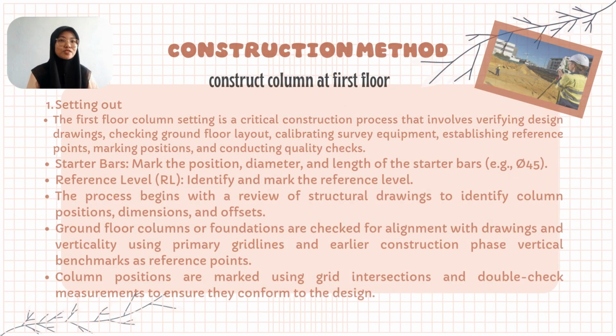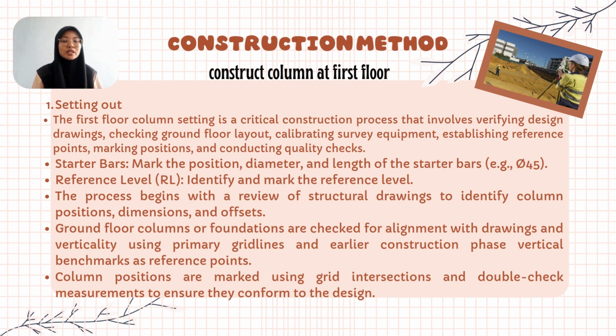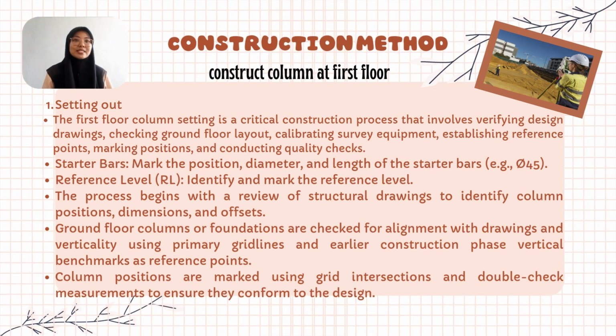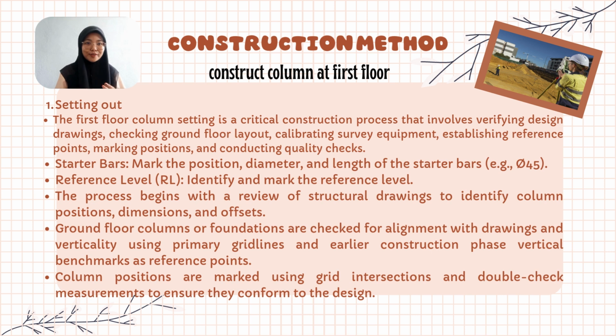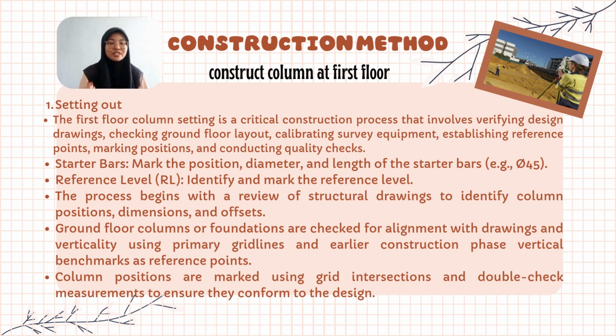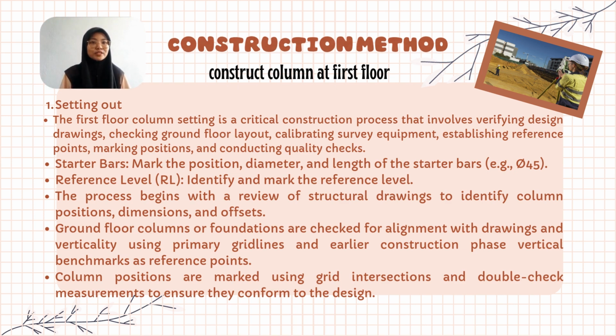First step for construct column at first floor is setting out. The first floor column setting out is a critical construction process that involves verifying design drawing, checking ground floor layout, calibrating survey equipment, establishing reference point, marking position, and conducting quality checks. The process begins with a review of structural drawing to identify column position, dimension, and offsets. Column positions are marked using grid intersection and double-check measurements to ensure they conform to design.